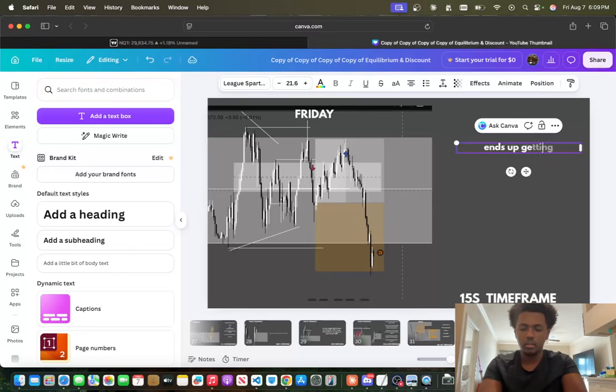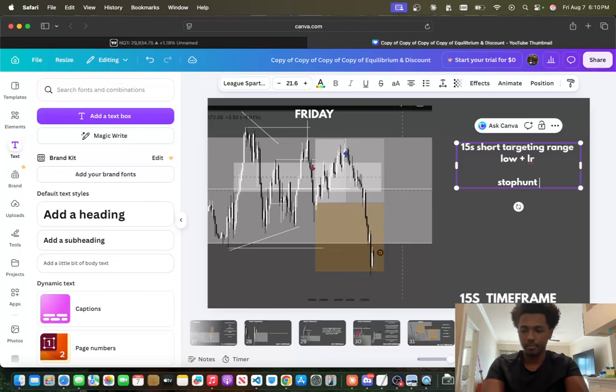Ends up getting. Wait. Oh wait. 15-second short. Targeting range low plus LR. Right. Stop hunt. What else? 15-minute gap, right? ITM high, right?